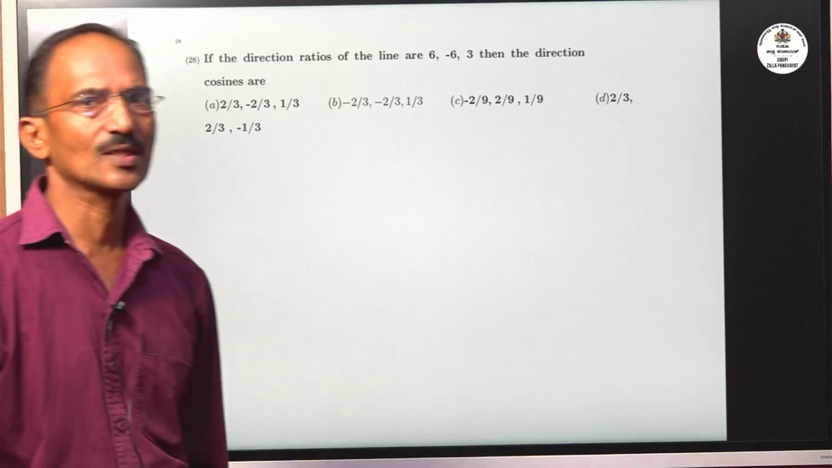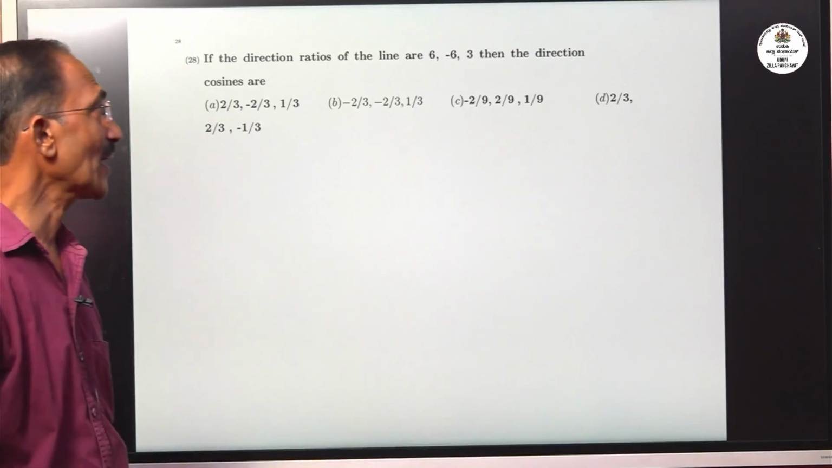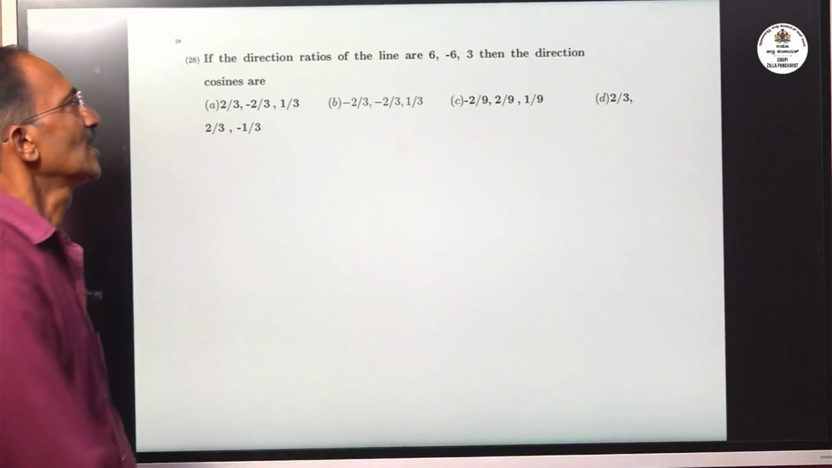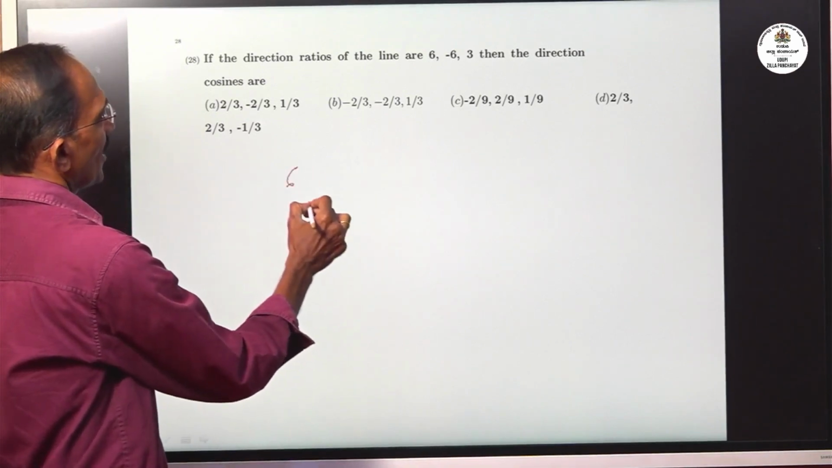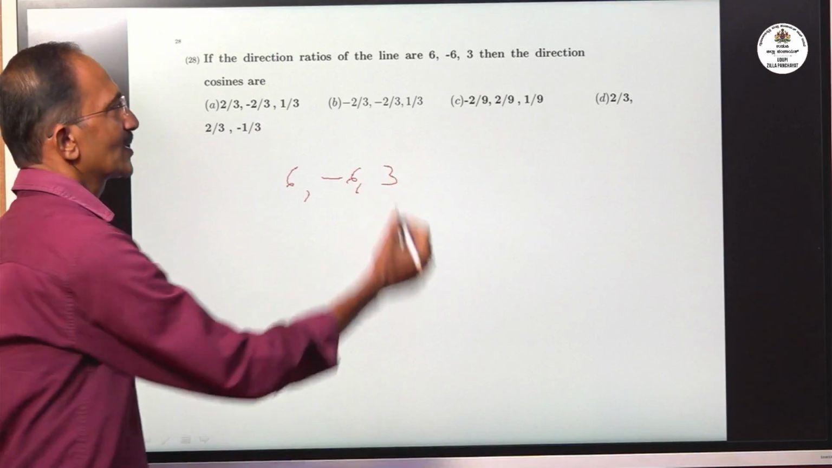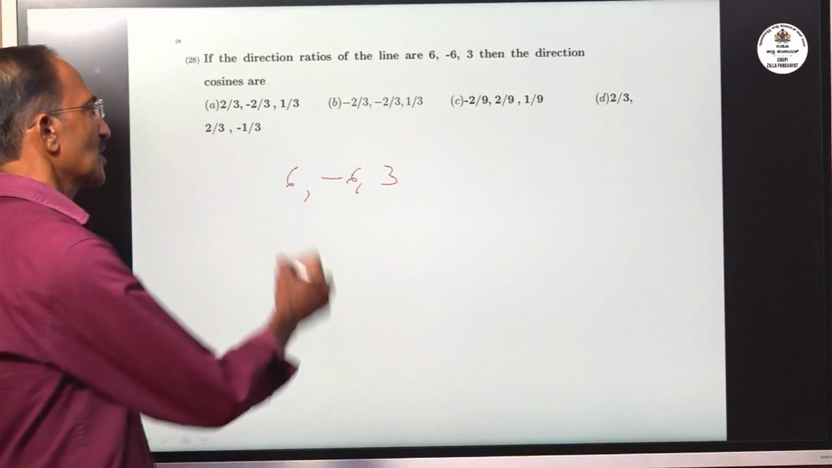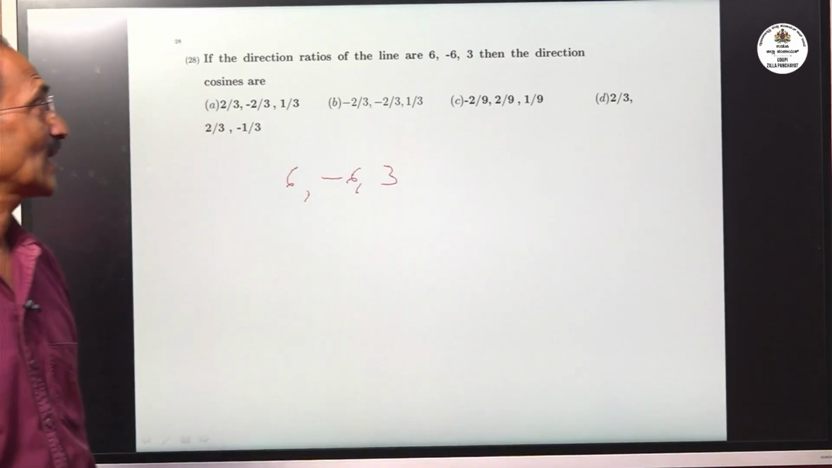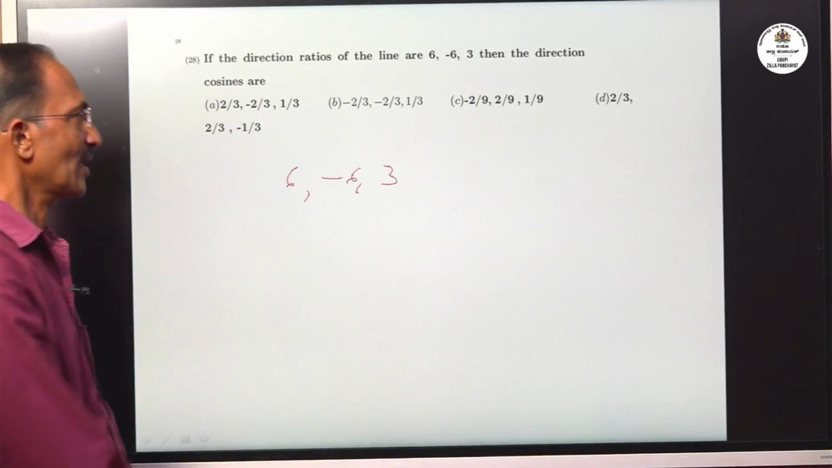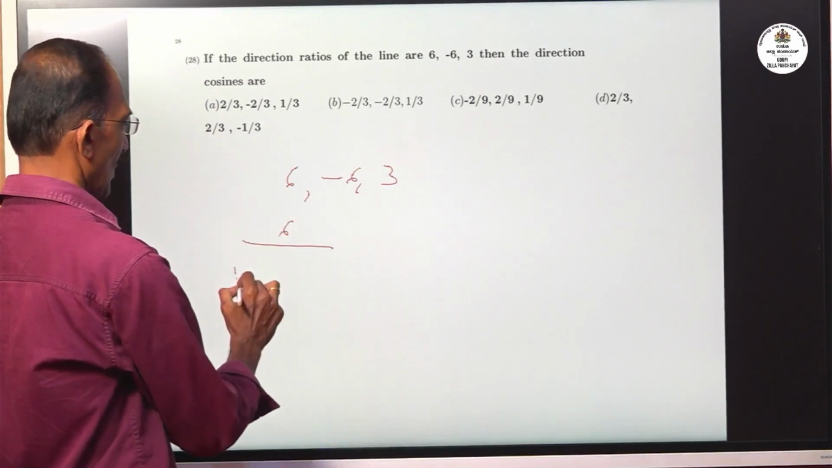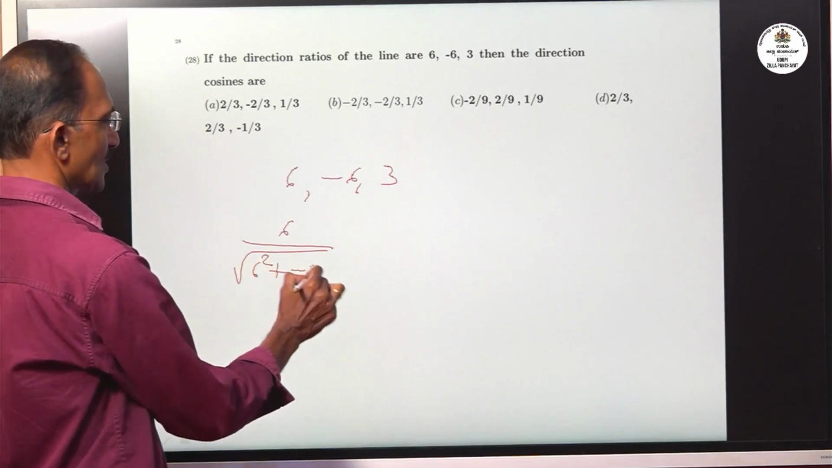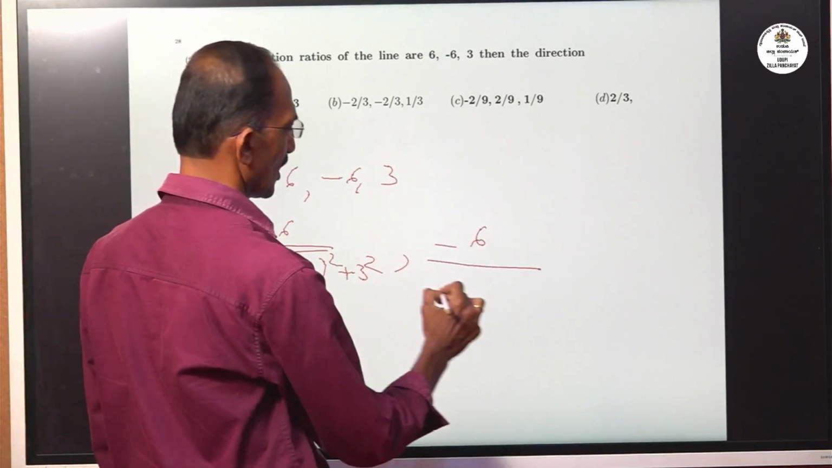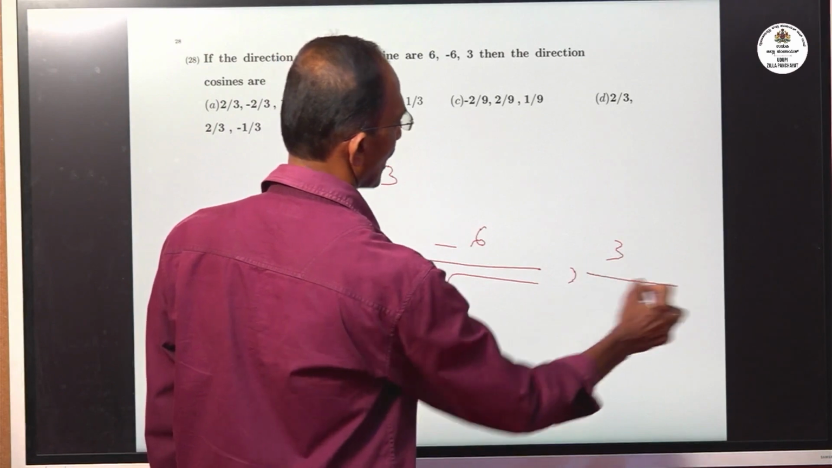So it's the 28th question. If the direction ratios of the line are 6, -6 and 3, then the direction cosines are... Clearly, the direction ratios are 6, -6 and 3, and the direction cosines are obtained by dividing by the magnitude of the vector, that is 6i minus 6j plus 3k. So that is 6 by root of 6 square plus (-6) square plus 3 square, then -6 by the same value, and 3 by the same value.